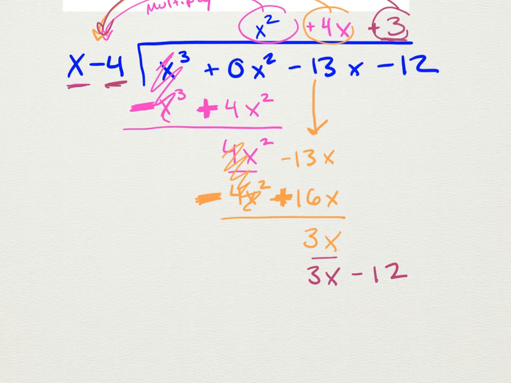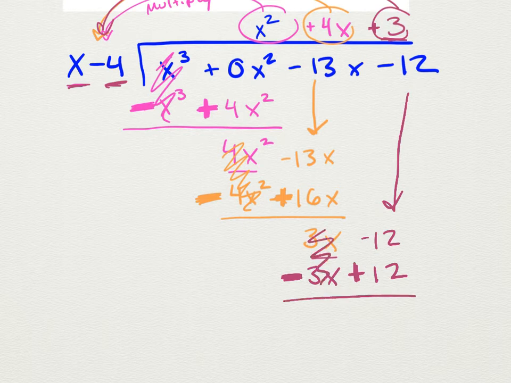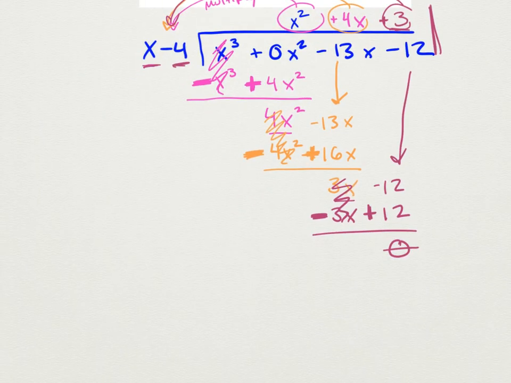What do we have to do next? Bring down the negative 12. What else do we have to do? Change the signs to make this negative and this positive. What's 3x minus 3x? Cancels out. What's negative 12 plus 12? 0. That's our remainder, because we ran out of space to put stuff up here. So if the remainder is 0, you don't have to put anything. So our answer would just be x squared plus 4x plus 3. So I just rewrote it from up here.